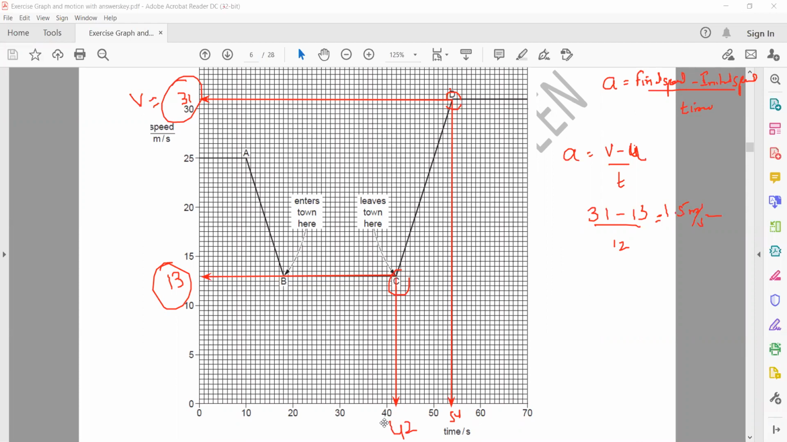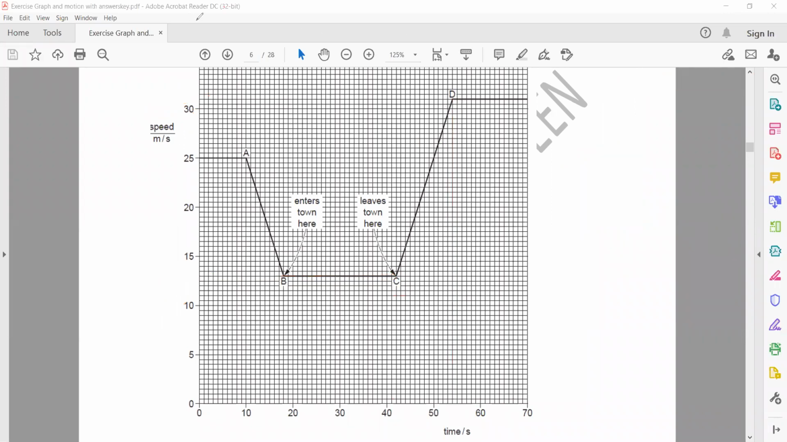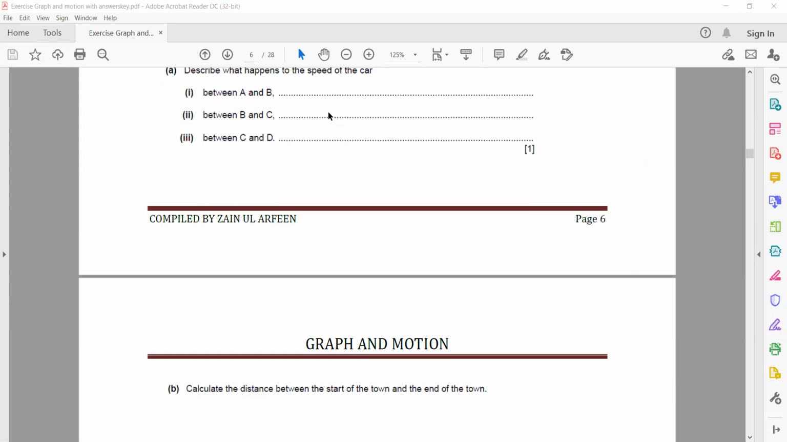Is it clear to everyone? V minus u over t is the formula for acceleration.